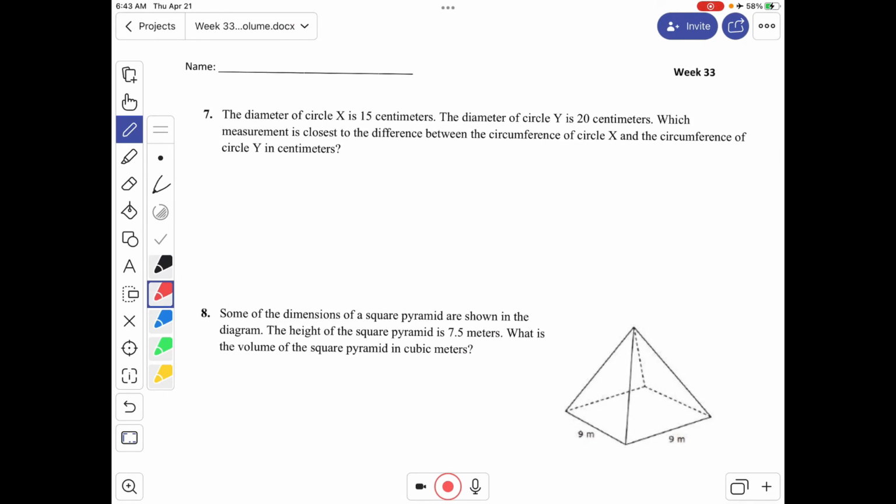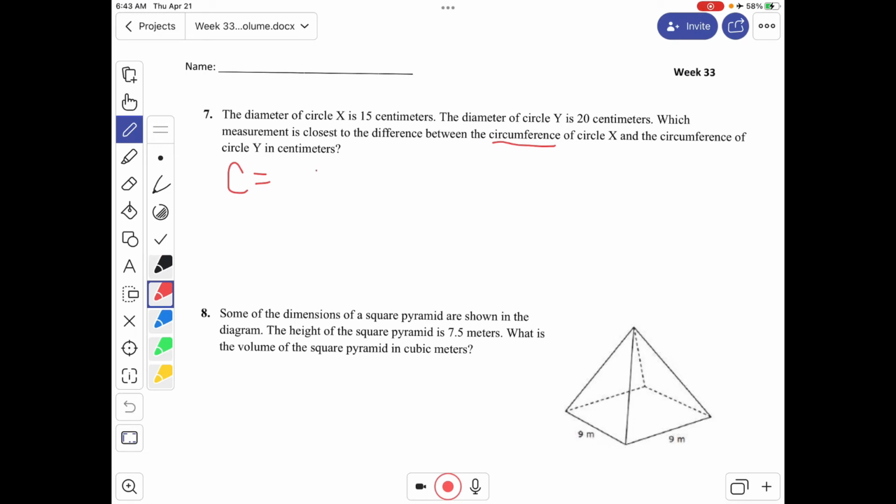Number 7, the diameter of circle X is 15 centimeters. The diameter of circle Y is 20 centimeters. Which measurement is closest to the difference between the circumference of circle X and the circumference of circle Y? Difference means we're going to subtract, so we need to subtract the circumference of the two circles.